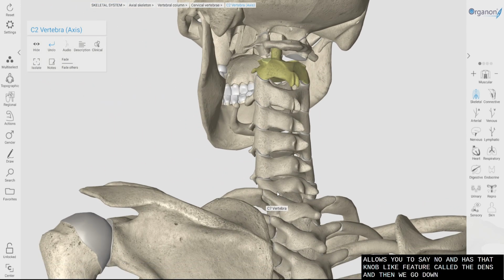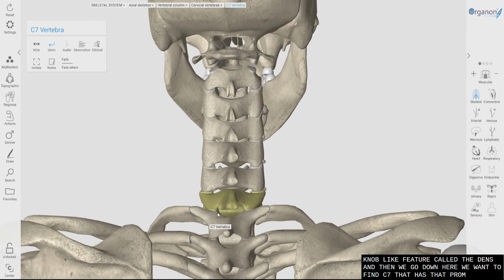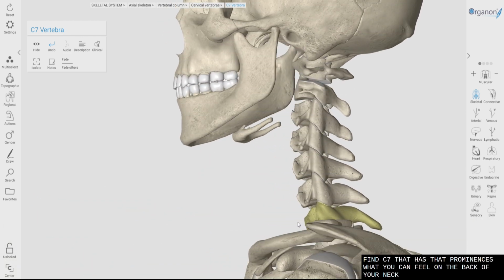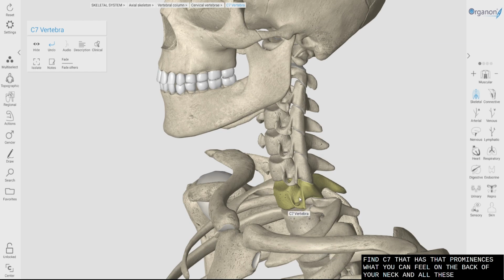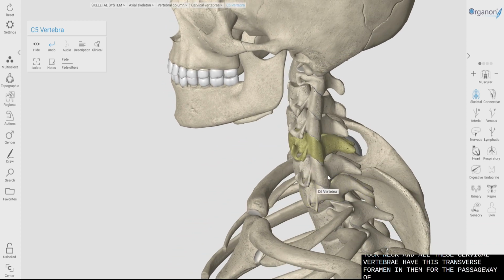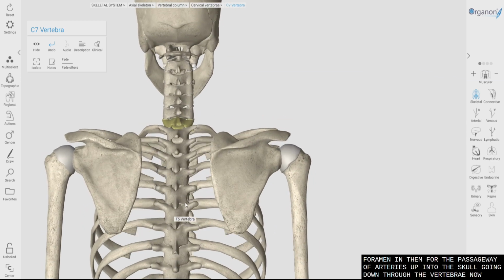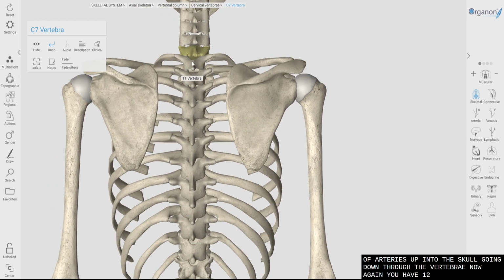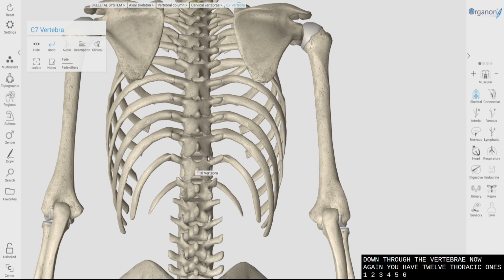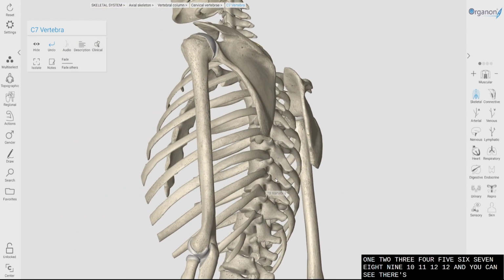And then we go down here. We want to find C7. It has that prominence. It's what you can feel on the back of your neck. And all these cervical vertebrae have this transverse foramen in them for the passageway of arteries up into the skull. Going down through the vertebrae now, again, you have 12 thoracic ones. 1, 2, 3, 4, 5, 6, 7, 8, 9, 10, 11, 12. Right there's the 12th. And you can see their spinous processes sticking out.